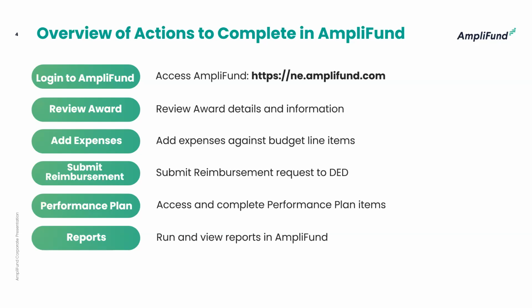Then we're going to take a look at accessing the budget, viewing your budget, adding expenses to your budget, and then reporting those expenses and submitting a reimbursement request through the system. So we're going to be taking a look at those financial reporting aspects, including the performance plan that is going to be available and that has, depending on the program that you're managing, specific programmatic goals for you to manage as well.